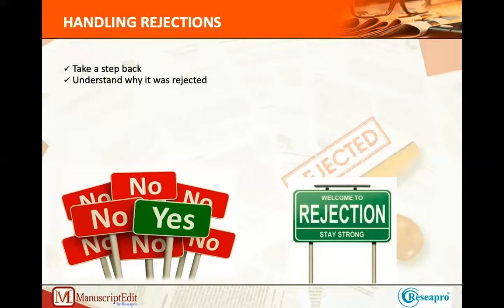The next point is understand why it was rejected. The review letter will have clear answers to your primary question, that is, why was it rejected? Now, poor language is an extremely common reason for manuscript rejection, along with formatting issues.